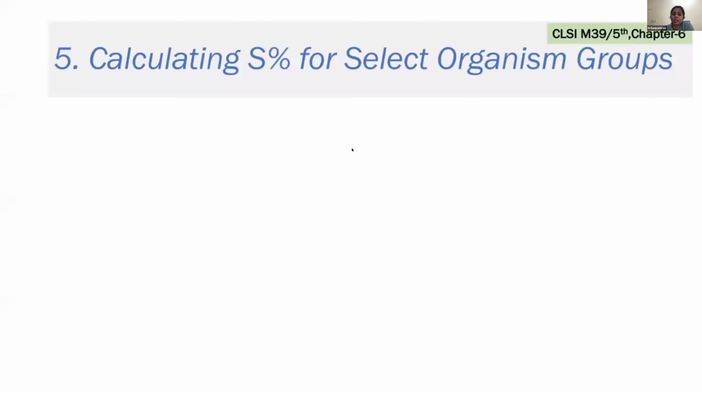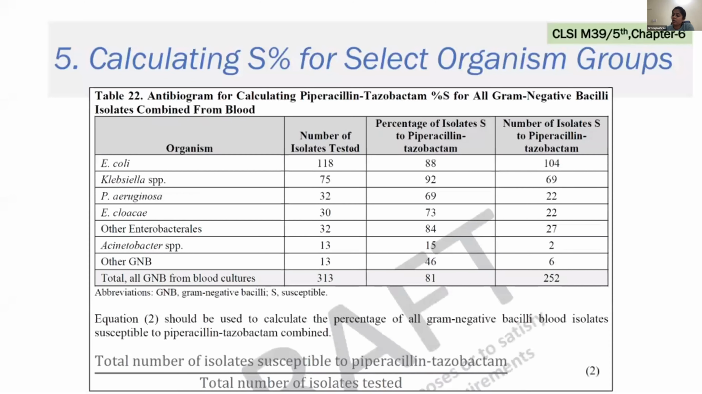Next is calculating the susceptibility percentage for select organism groups. This is very, very important whenever only a gram stain report is available, for example in blood culture, when a blood culture bottle flags, we know whether it is GNB or GPC. At that point of time we only know the gram stain result, we do not know the ID or AST of that particular isolate, and this antibiogram will be very, very helpful.